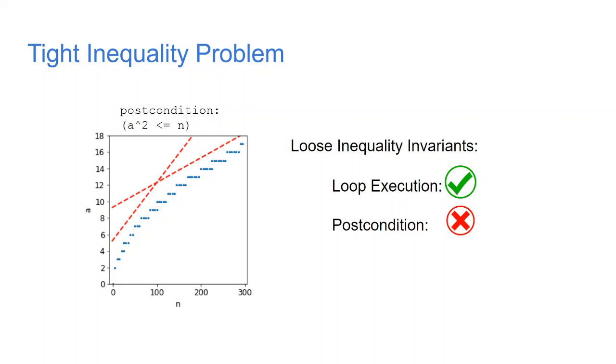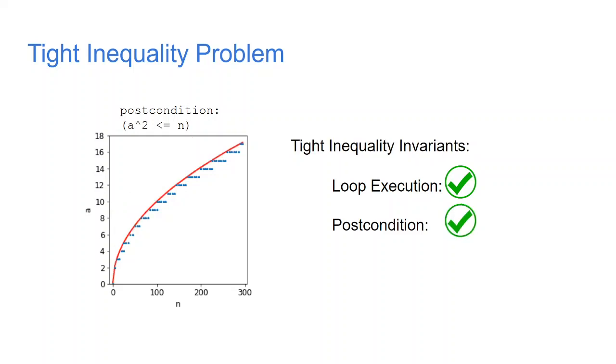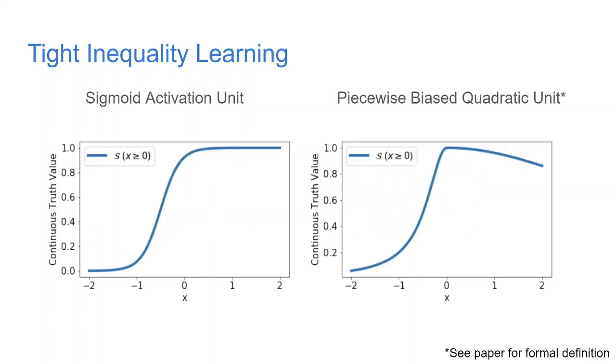However, neither is sufficient to prove the postcondition, a squared smaller than or equal to n. In order to prove the postcondition for this program, the invariant must constrain the samples as tightly as possible. In this case, the necessary inequality constraint is a squared smaller than or equal to n.